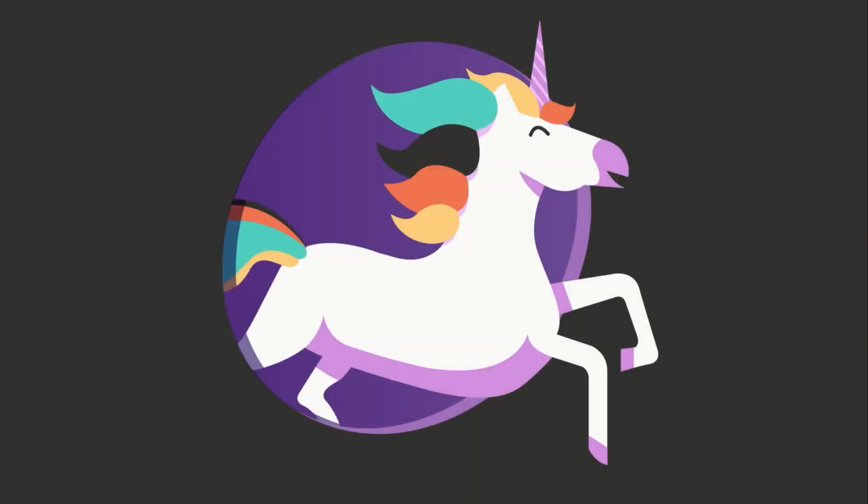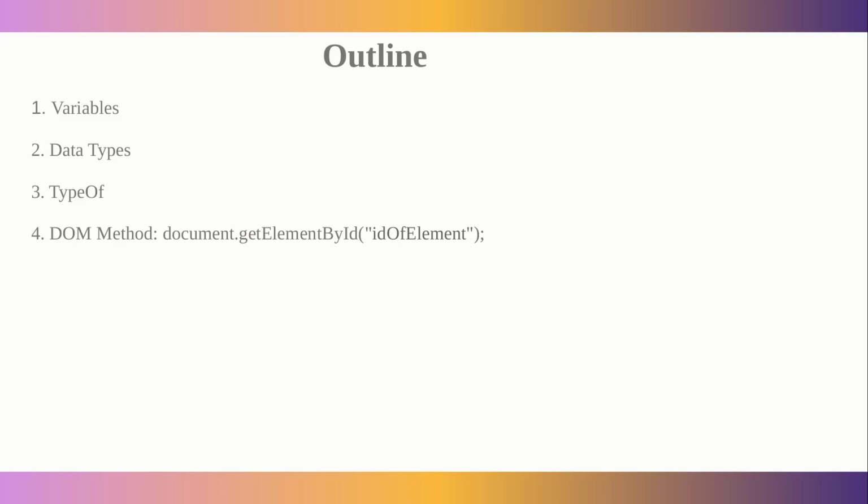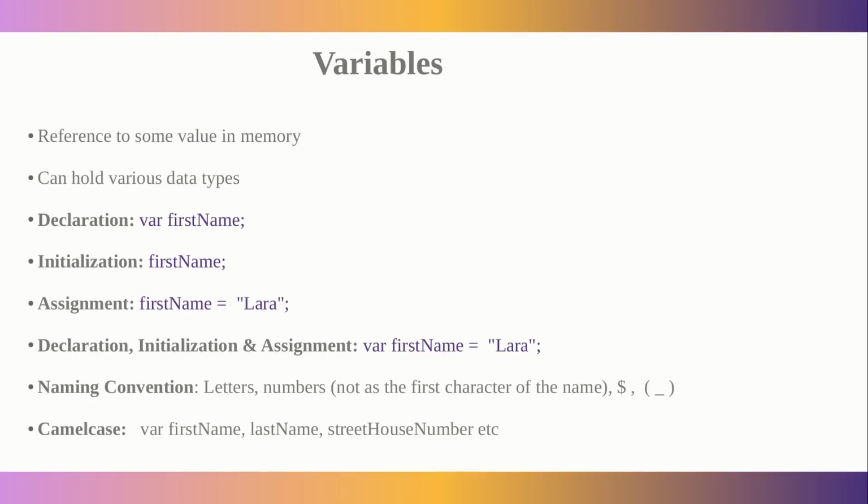Now we will be discussing key concepts before actually coding. The discussion of these concepts is contextual and relates directly to our project. And let's start off by discussing variables. Variables are a reference to some value in memory. Think of them as named boxes in which you can store data. These boxes can hold various data types such as strings, booleans, numbers, arrays, and objects. We will discuss data types shortly. Let's only talk about variables right now.